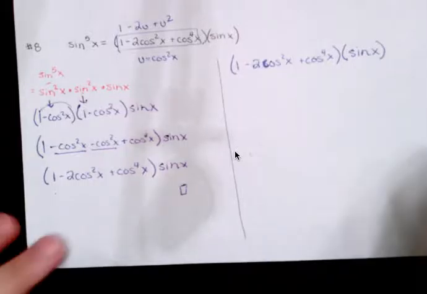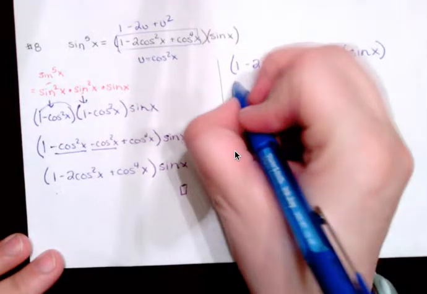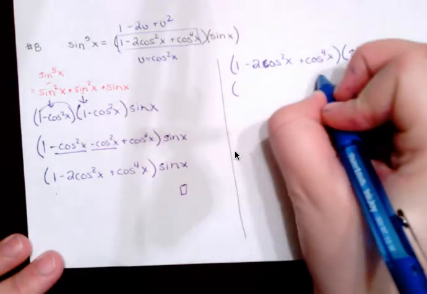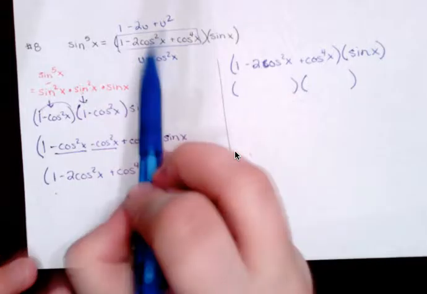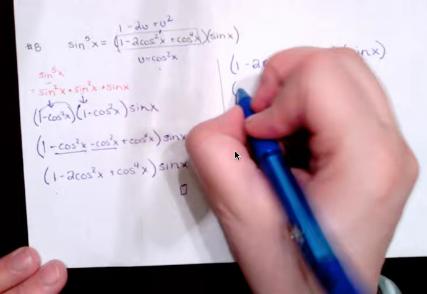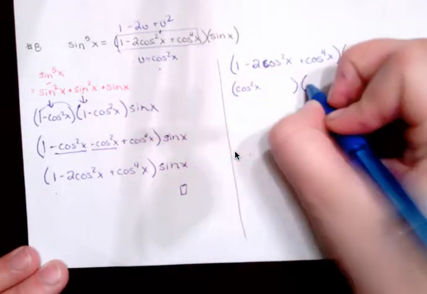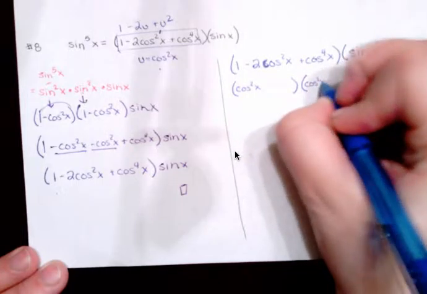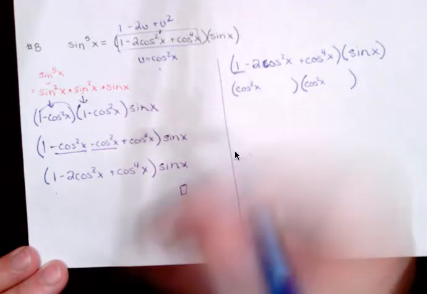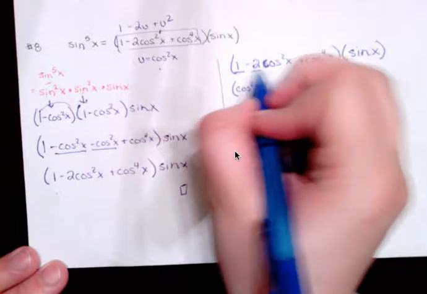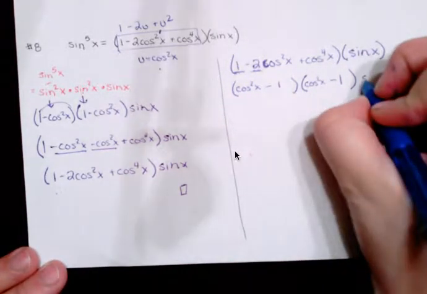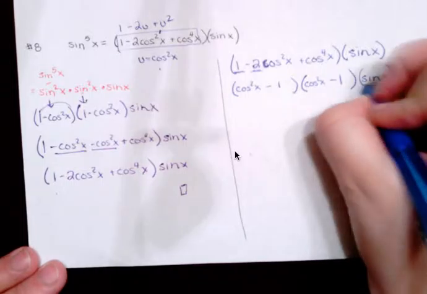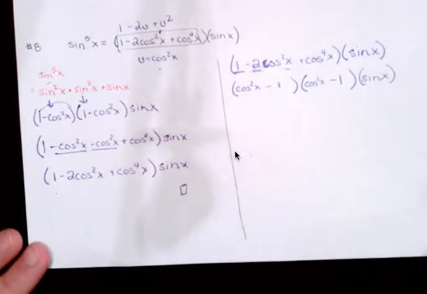So we can factor it. So I'm looking for something. So I'm going to set up my parentheses to factor. Instead of u, though, it's going to be cosine squared because that's what I made u. I need something that multiplies up to positive 1, but adds up to negative 2. It's negative 1 and negative 1. And then I still had this sine of x on the outside. So I just factored that because it's a quadratic in disguise.